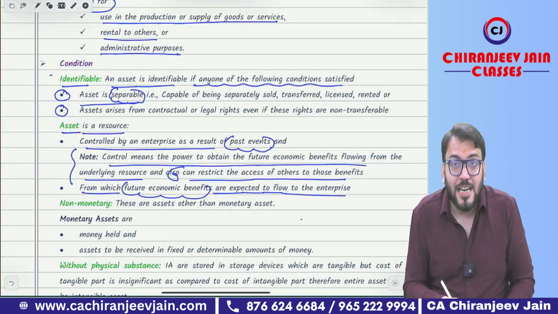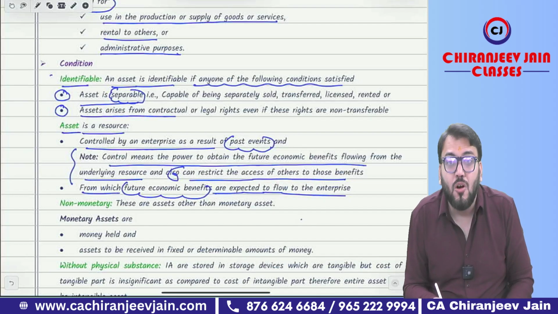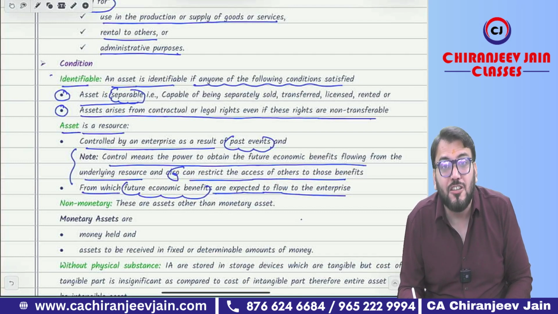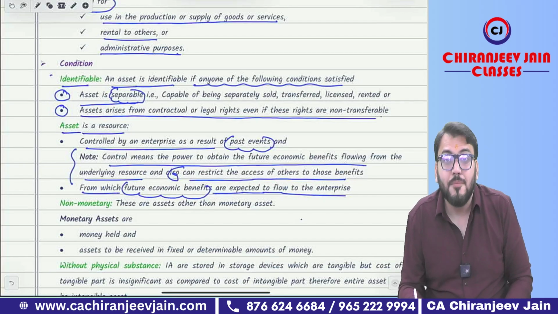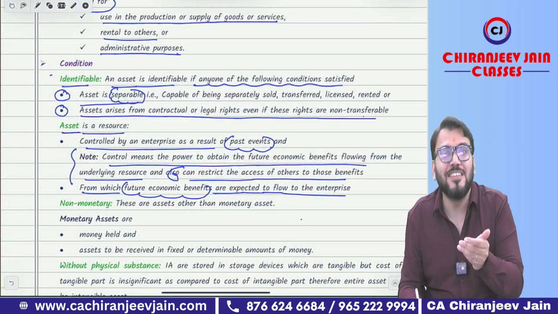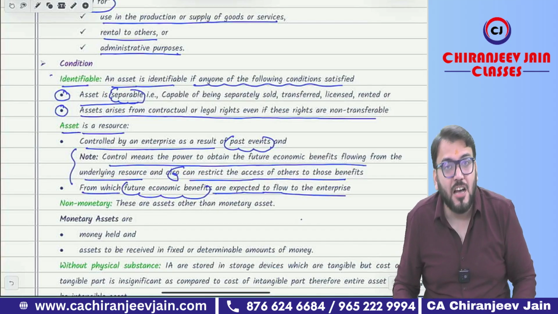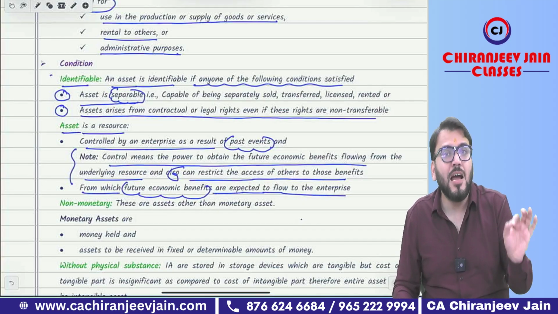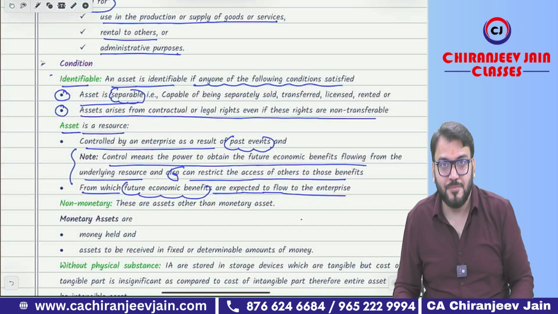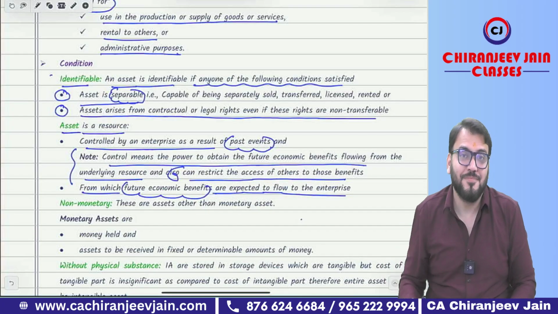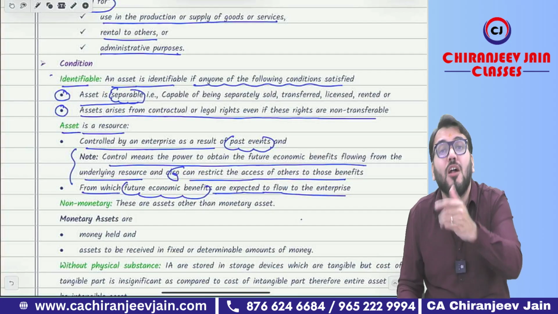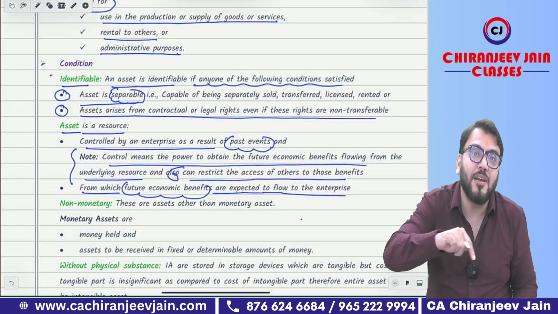Second condition: such an asset arises from a contractual or any other legal right, even if these rights are non-transferable, even though it cannot be separated. If it arises from a contractual or any other legal right, then I can say it is also identifiable. For example, we acquired a license to run a cinema hall. So there is a contractual right that I can use this particular right to run the cinema hall for 5 years, and within these 5 years it is non-transferable. Then also that becomes our intangible asset.